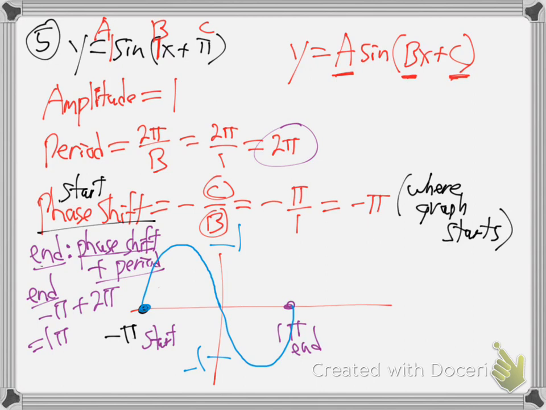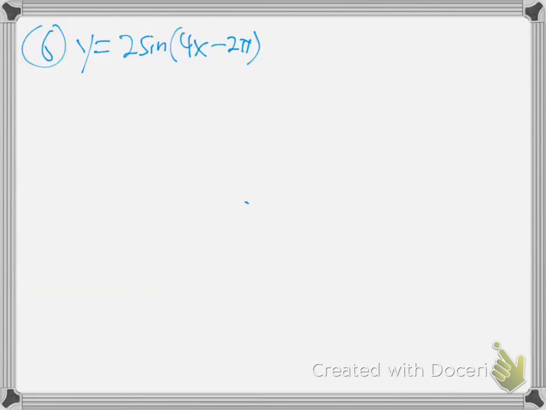All right, let's try another one. Okay, let me let you try that one. So go ahead. They want you to graph it, basically. So start by finding the amplitude, period, and phase shift. Identify A, B, and C. Find the amplitude, period, and phase shift. So this is A, B, and C. All right, A, B, and C. Identify A, B, and C. Find the amplitude, period, and phase shift.